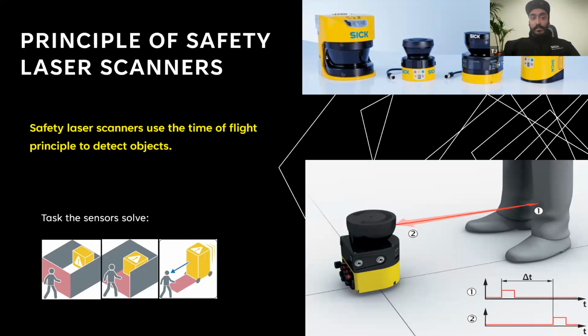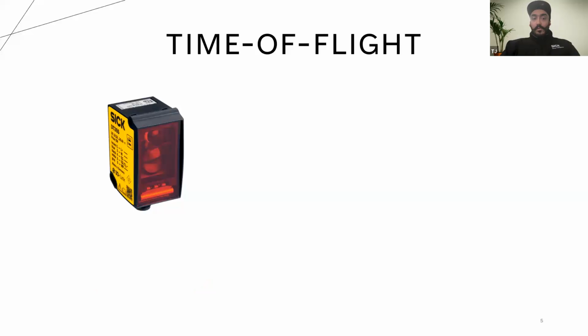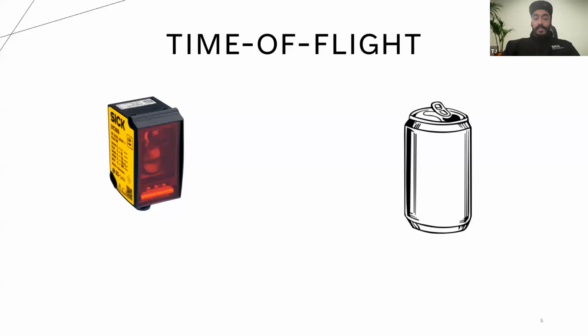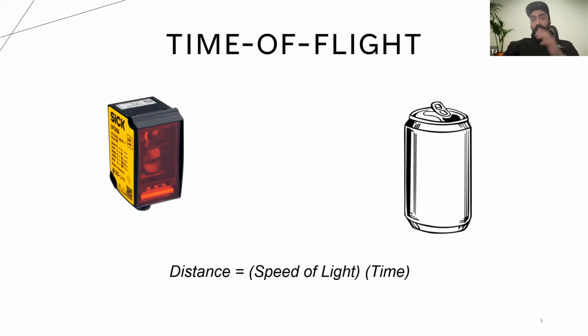Another core thing to understand is the principle of safety laser scanners, the technology. Safety laser scanners typically work on time of flight technology. To give a brief example, I'll go over an animation. How time of flight works is that you have, let's say in our case, a sensor. A sensor sends out a light pulse, which hits the object, gets reflected back to the sensor, and the receiver receives it. Based on the time it took for that laser pulse to hit the object and come back, and since we already know that the speed of light is constant, we are able to calculate the distance of that object from our sensor.